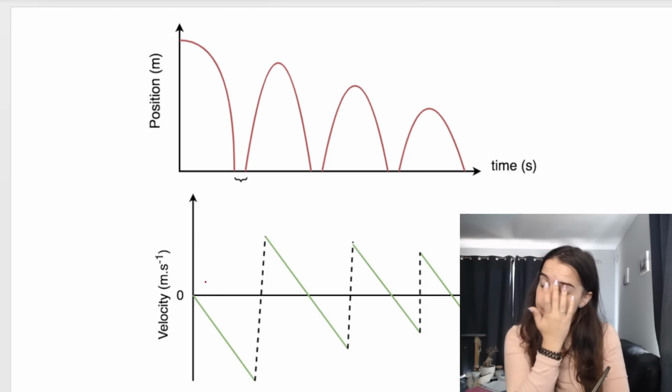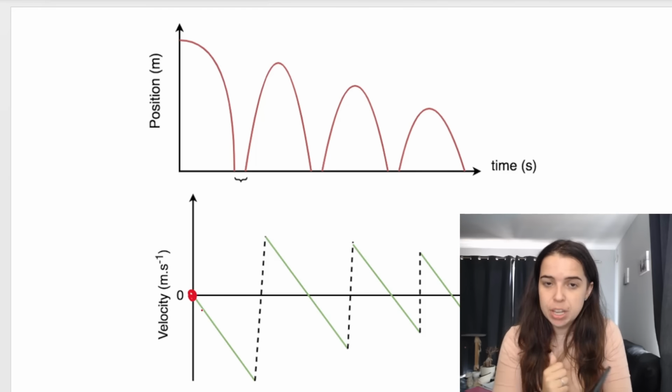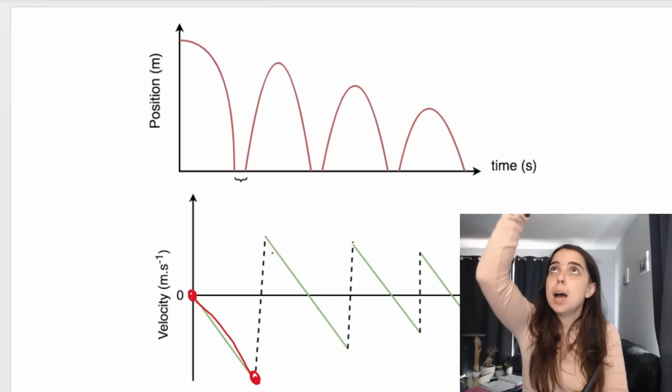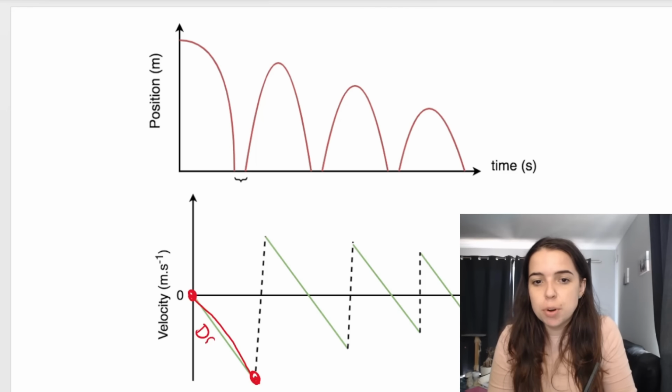So you drop it from rest, which is why the velocity is 0. Then as it falls down, velocity increases. It hits the ground. Then it bounces upwards. Now it's going up again. So in this stage of the motion, it's going down.